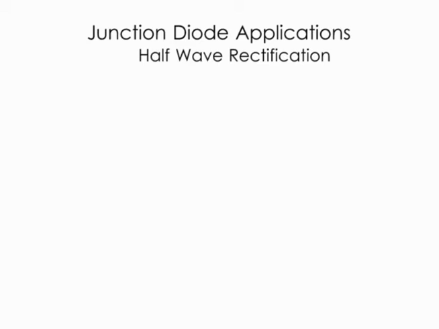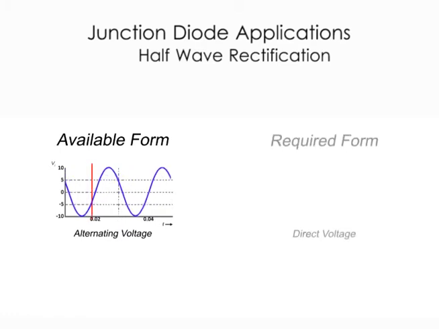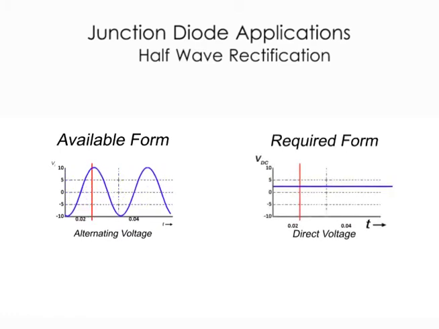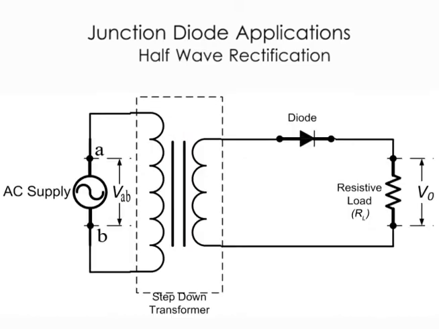Half-wave rectification. When the available voltage is alternating, but the required one is direct voltage, conversion is done. It is called AC to DC conversion or simply rectification. The circuit used is called a rectifier. This is a half-wave rectifier. It consists of an AC supply, a step-down transformer, a diode, and a DC electric load, which is basically an electric device that runs on direct current, like a bulb.